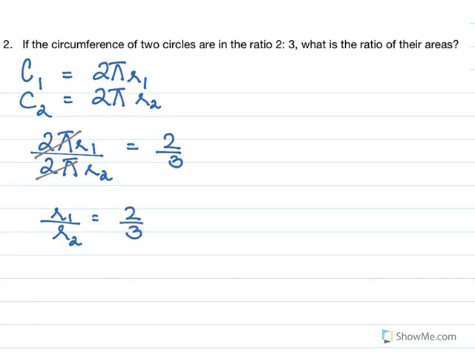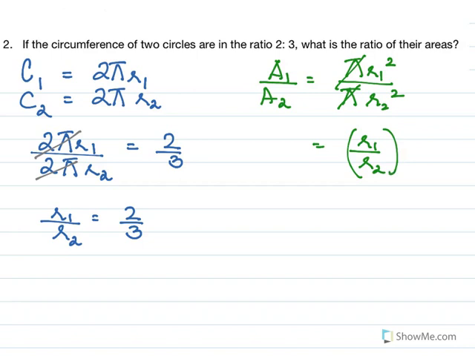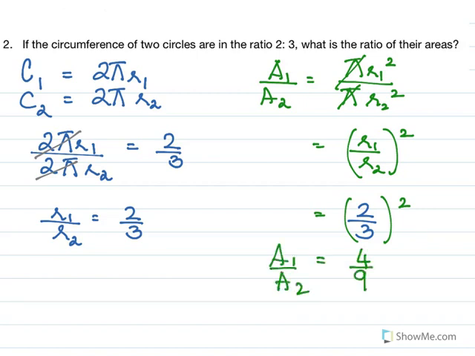We need to find the ratio of their areas. Now for ratio of the areas, A1 over A2 of a circle is pi r1 square over pi r2 square. Pi would cancel out, and you'll have r1 over r2 the whole square. Now we know r1 over r2 here is 2 by 3. We found it here, r1 by r2, 2 by 3. So this is 2 by 3 the whole square. So A1 over A2 equal to 4 by 9. So the answer is 4:9.